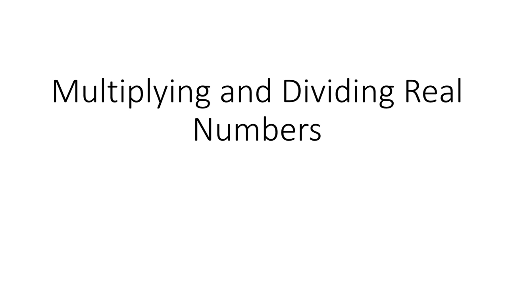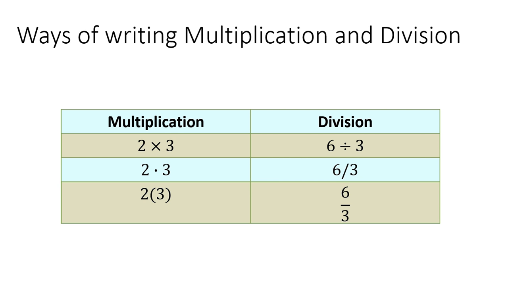In this video, you are going to be learning about some basic properties for multiplying and dividing real numbers. Different ways of writing multiplication and division are represented in the chart below. And in the column with multiplication, the first one is 2 times 3 with an x. Very rarely will you see me using an x to represent multiplication because in algebra, an x usually represents a variable.